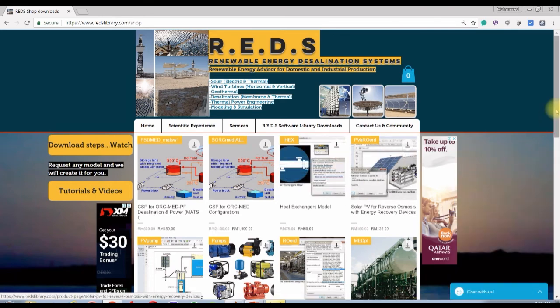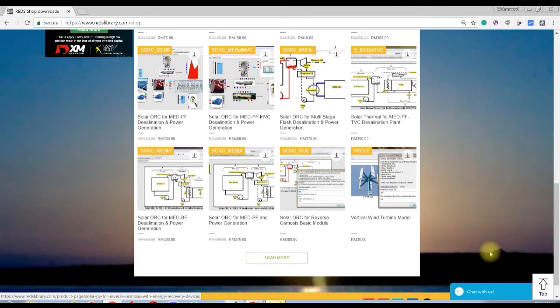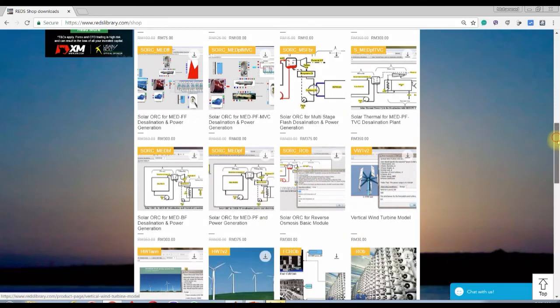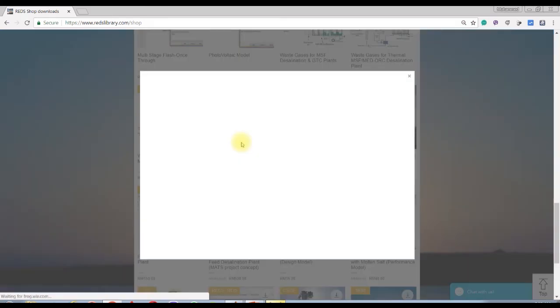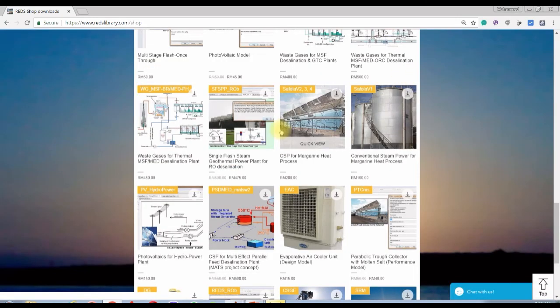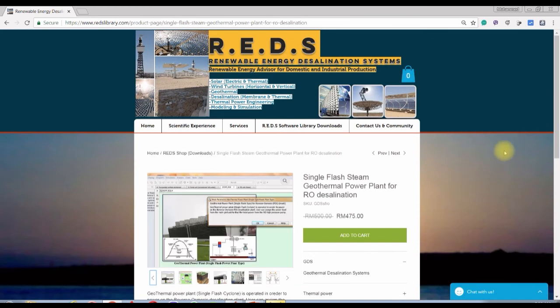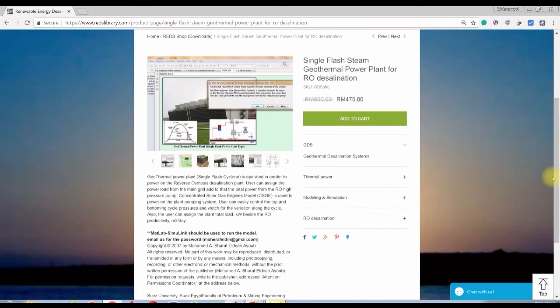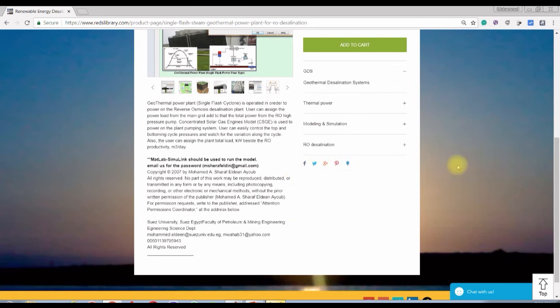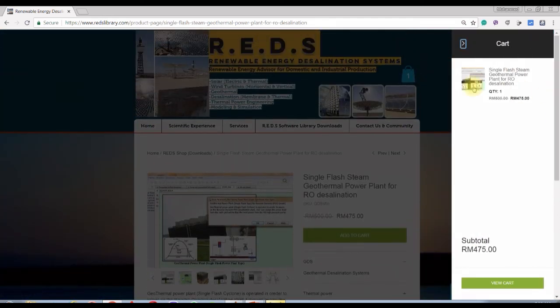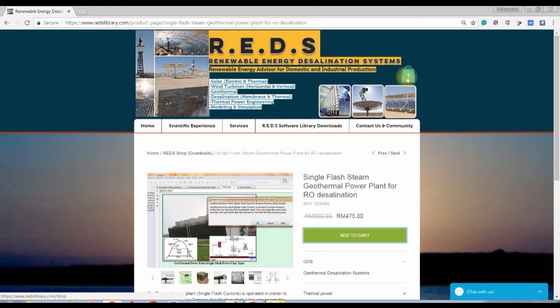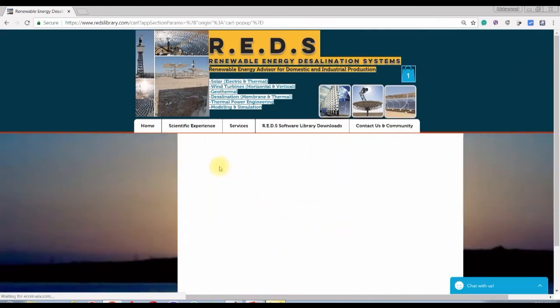I'm going for single flash. Yes, this one: single flash steam geothermal power plant for reverse osmosis. You can click on quick view, or you can click on the model itself. This is a brief description about the model. You can share your model on Facebook and so on. You can add to cart. Just one item to the cart. Then you have to go and view your cart.